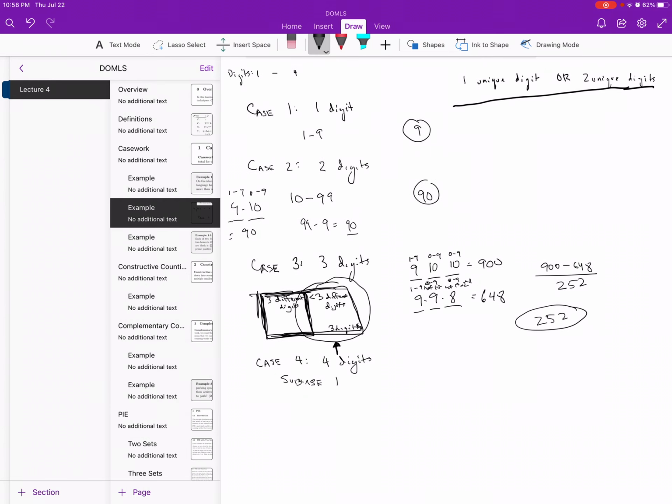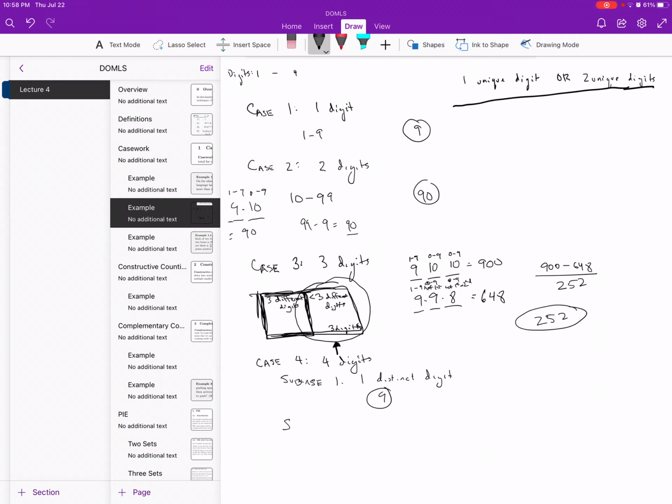Sorry about the bad handwriting. 1 distinct digit. Okay, so we want to have 1 distinct digit in this number. So how are we going to do that? Well, if we have 1 distinct digit, it can be 1111, 2222, 3333, all the way to 9999. So there's 9 different ways.